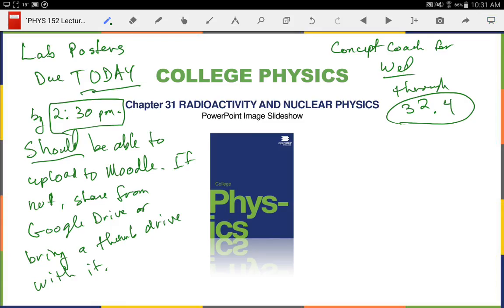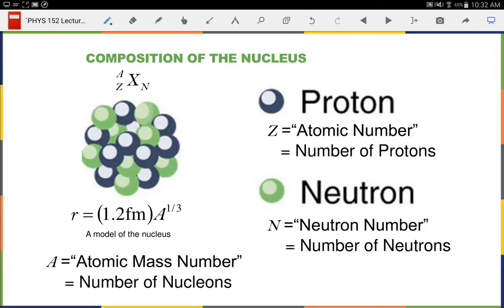Second thing, we will review again on Monday, and for Wednesday, make sure that you have done Concept Coach through Chapter 32, Section 4. So I'm making sure I'm ahead of the game here a little bit. Any questions about those two things? All right, I thought they'd be clear, but it's best to check.